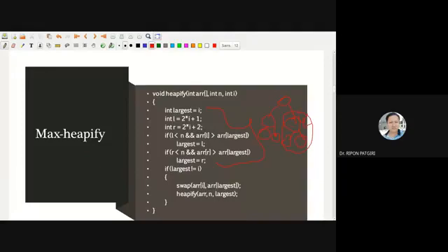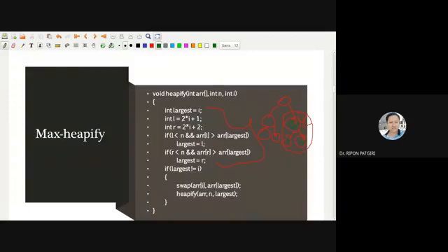So if this is the largest among these three, check which one is larger, is this or is this? The largest one will be placed at the top of this portion. So how will I place the largest one? Say, for example, this one is the largest.